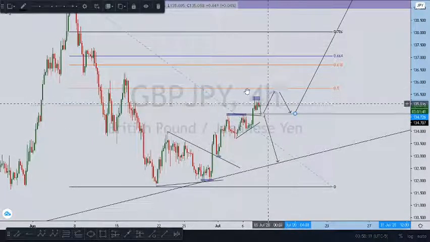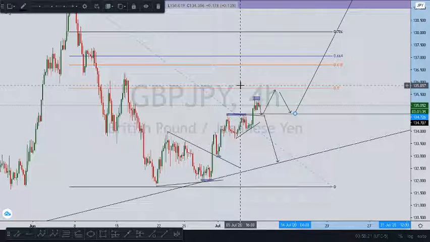So for now, this is the forecast for GBPJPY, and that is how you do a top-down analysis.